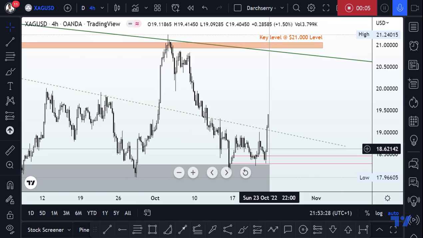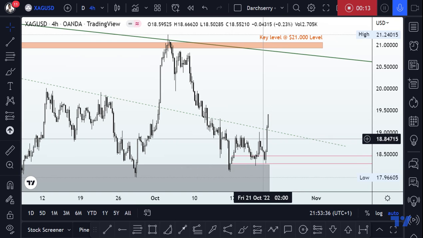Let's take a quick look at the XAGUSD from a technical standpoint, and let's see if there is any trading opportunity that we could take advantage of in the new week.